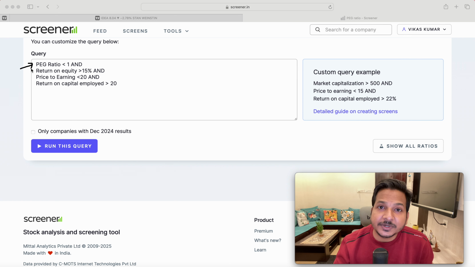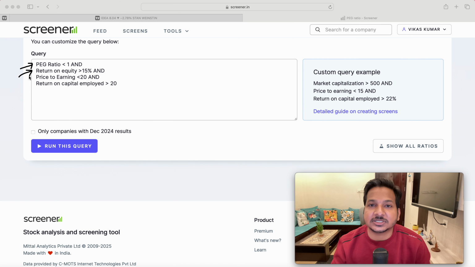Now if you find any company where PEG ratio is negative, simply avoid that, because negative PEG ratio means profit growth is not coming, it is decreasing. Second, return on equity should be more than 15%. For any efficient company, ROE should be around 15 or more than 15%.